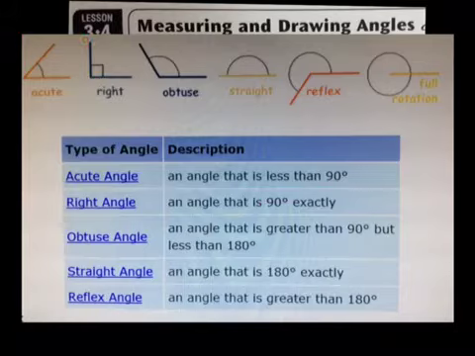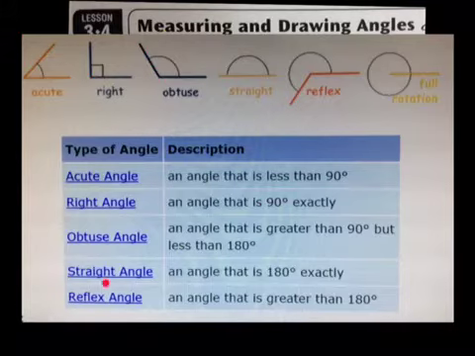Obtuse. An obtuse angle is an angle that is greater than 90 but less than 180. 180 would be across the bottom, a straight line, but it is less. It's up this way, but it's more than 90. Here would be the 90, and it would be more. Somewhere in between here is the angle. This is probably the bottom of a rhombus or parallelogram, or even the corner of a trapezoid.